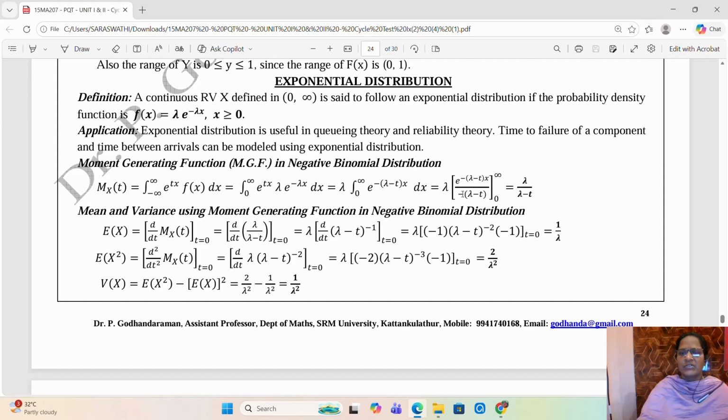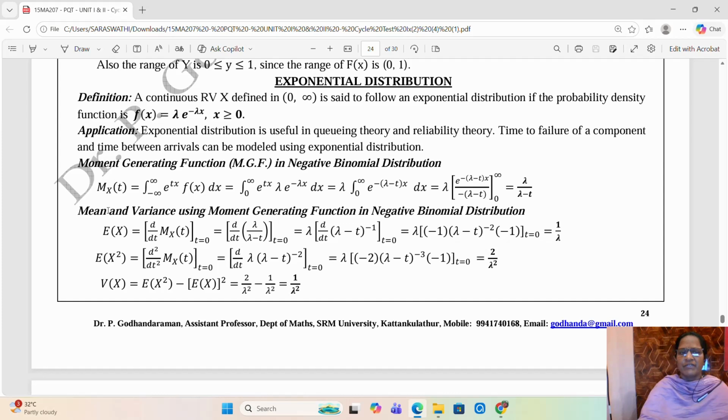Lambda is the constant. Upper limit x equal to infinity minus lower limit x equal to 0. So e to the power minus infinity is 0, minus e to the power 0, which is 1. So minus into minus gives plus, and the answer is 1 by lambda minus t. Already lambda is the constant outside. So the result is lambda by lambda minus t.